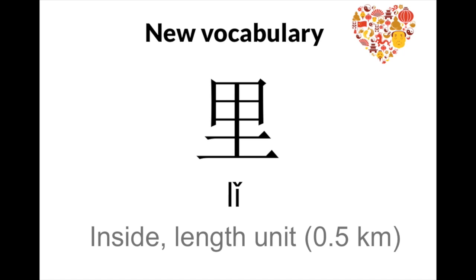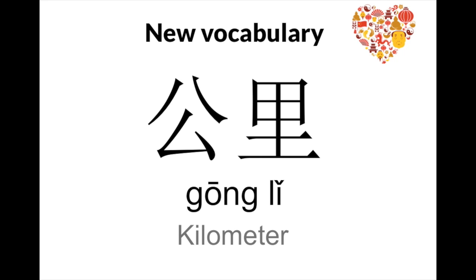里, third tone. This character has two quite different meanings. The most common one is inside, and we'll use that when it's time, but today we're going to use it as a unit of distance, namely 1 li, being half a kilometer. 公里, first tone followed by third tone. 里 is the one we just looked at. 公 means public or common. And a common li refers to that which is used in the rest of the world, which is a kilometer. So a common li, a 公里, is 1 kilometer, which is definitely the most common length unit used in China.